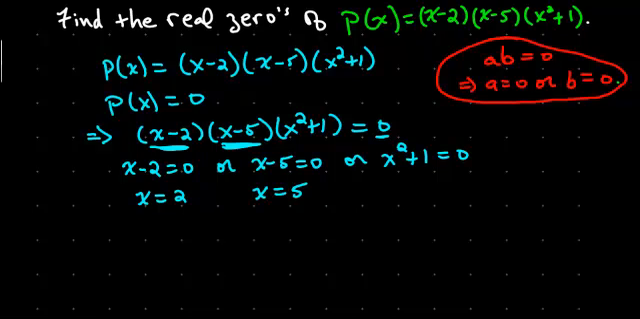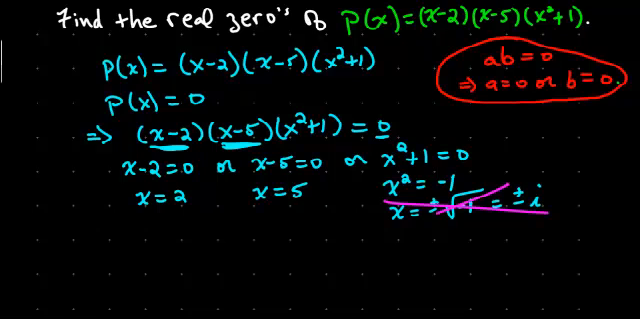Or here we get that x squared equals negative 1. If I take the square root of both sides, I get x equals plus or minus the square root of negative 1, which equals plus or minus i, for those of you who have done imaginary numbers. And so that's not a real number. There's no real number that's the square root of negative 1. So for this question, we can X out that one because that's not going to be in our solution, because it asks for the real zeros of our polynomial.